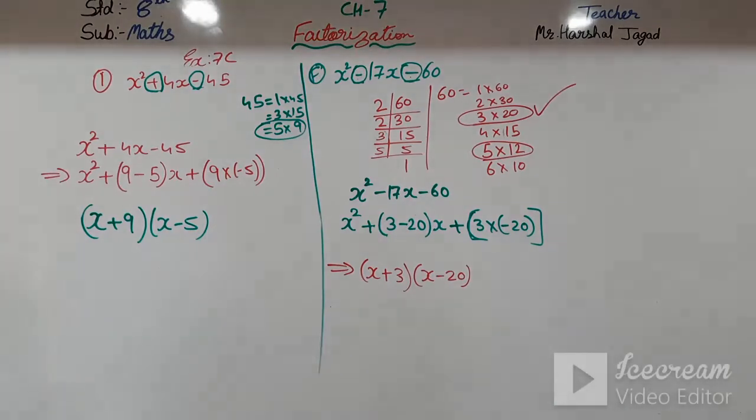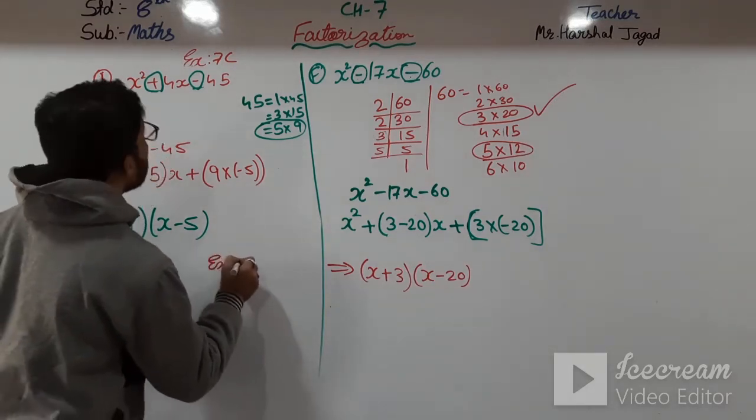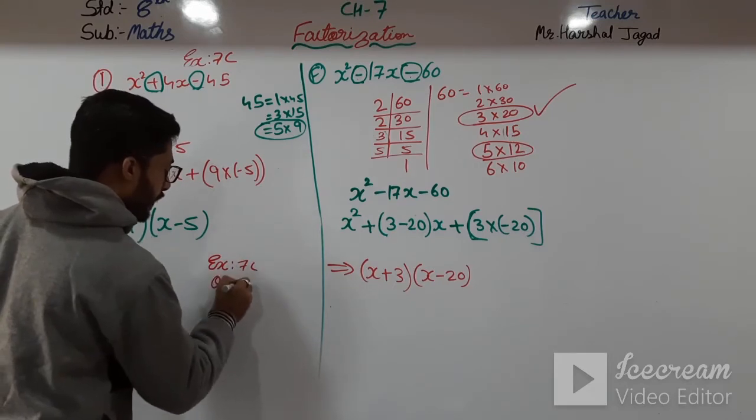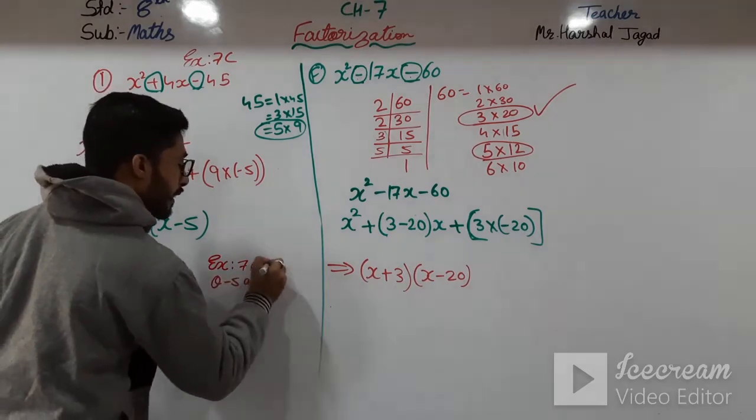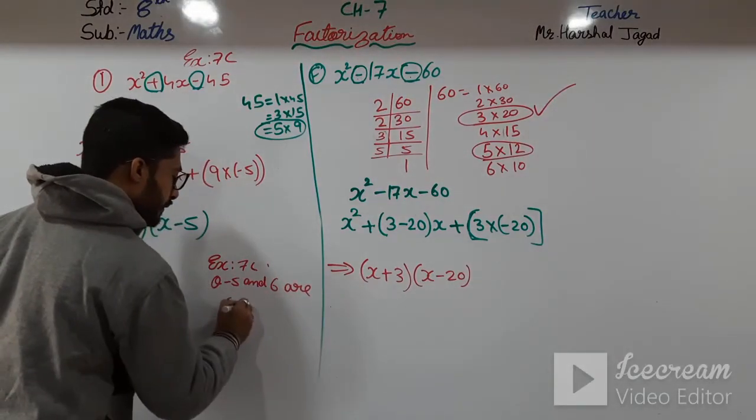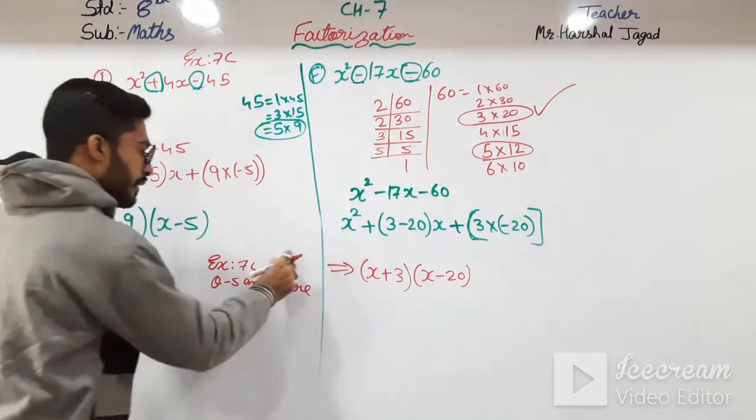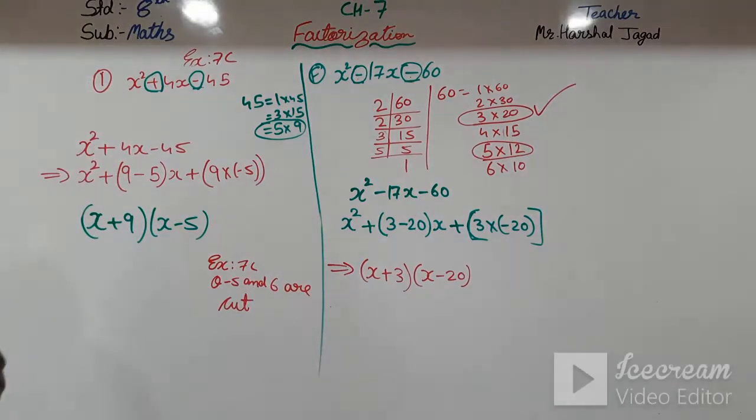Please note down this. And here question number 5 is cut, and also question number 6 is cut. Exercise 7C, question number 5 and 6 are cut. Okay students, please note down this.